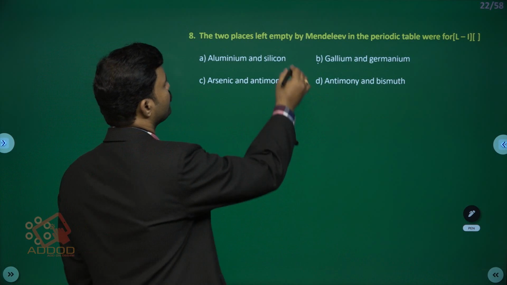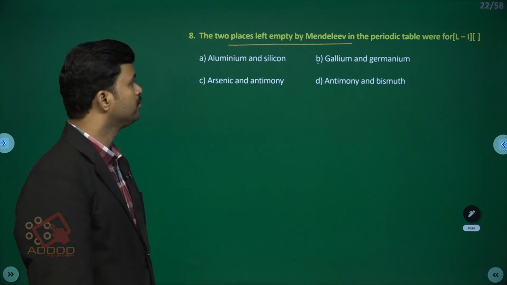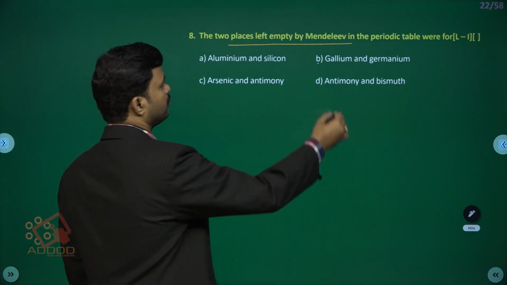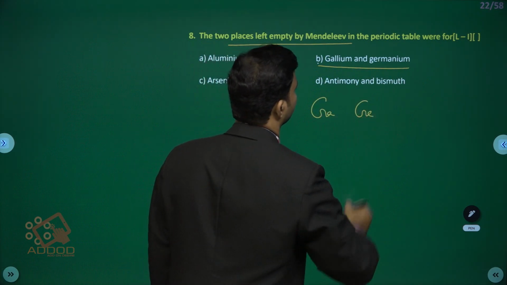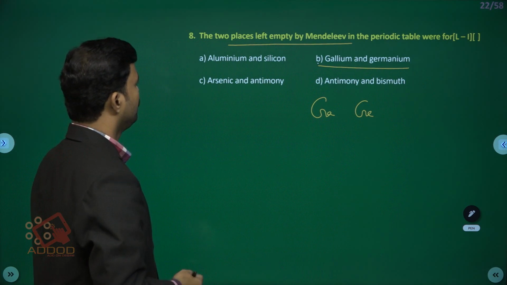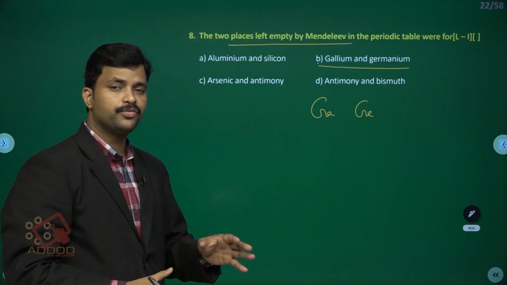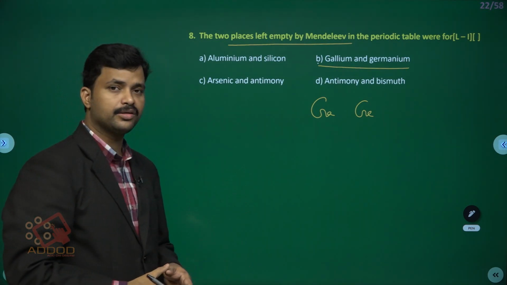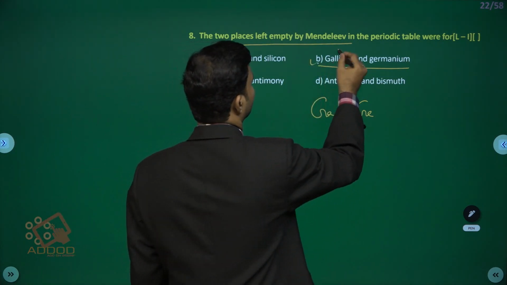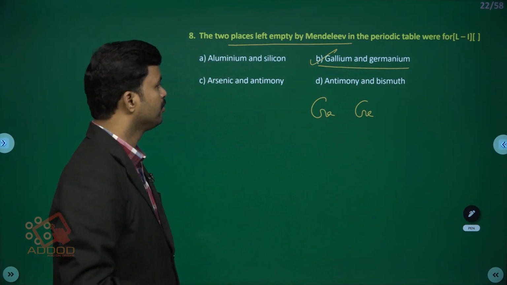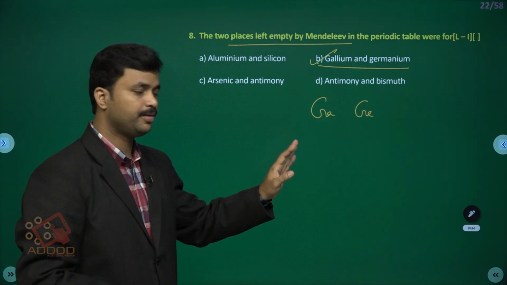The two places left empty by Mendeleev in the periodic table were gallium and germanium. Gallium and germanium had spaces left in the time of Mendeleev. These elements were not there, but he gave spaces for these elements. They are gallium, germanium and scandium. Here scandium is not in the options, so we will go with gallium and germanium.